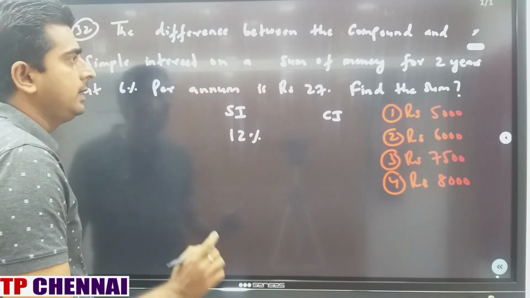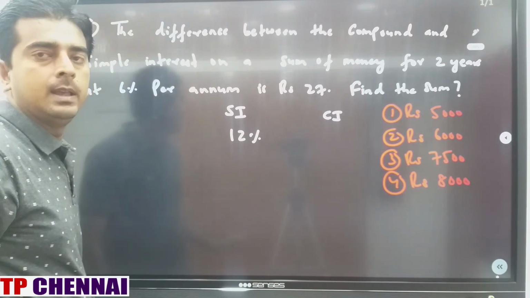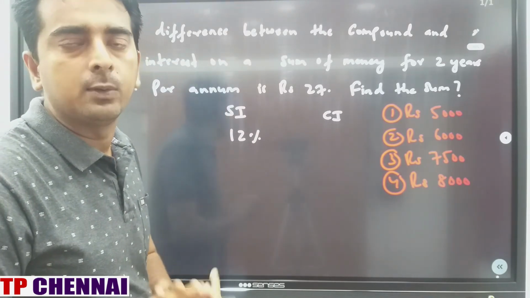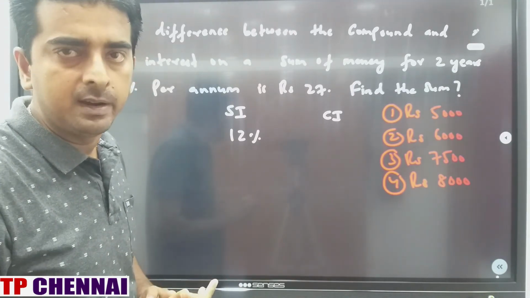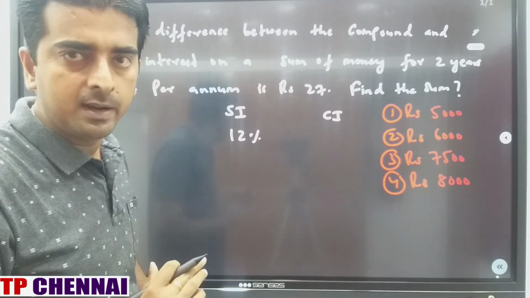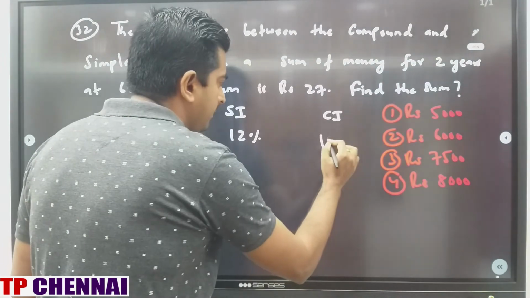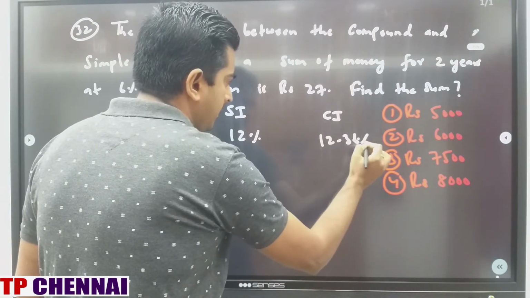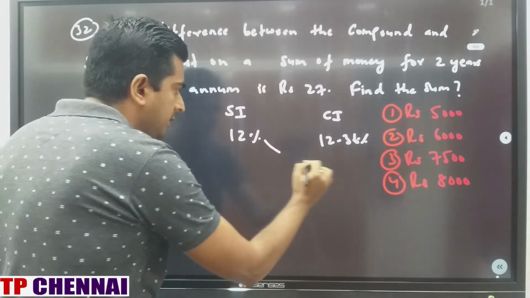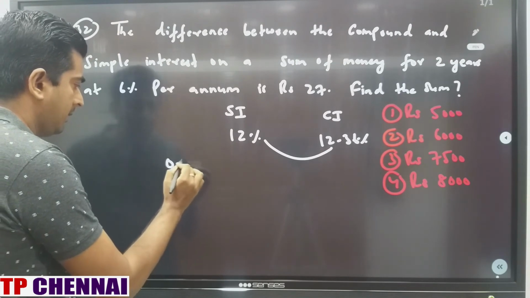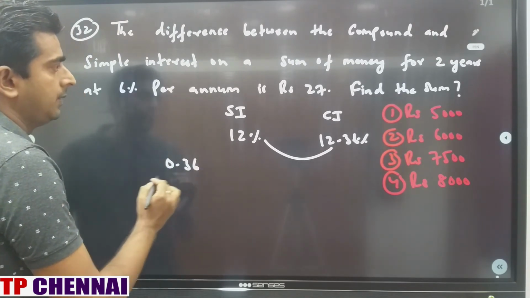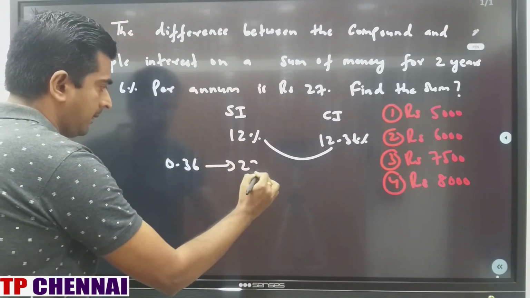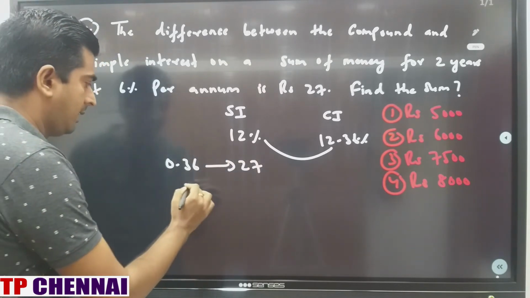And what about 2 years CI at 6% per annum? X plus Y plus XY by 100. So 6 plus 6 plus 6 into 6 by 100 is 12 plus 36 by 100, so 12.36. How much difference is here? 0.36. And how much have they given you? 27 part. Sum is 100.